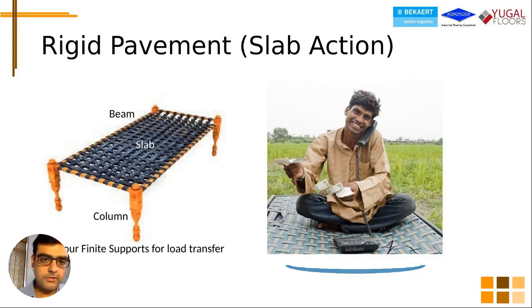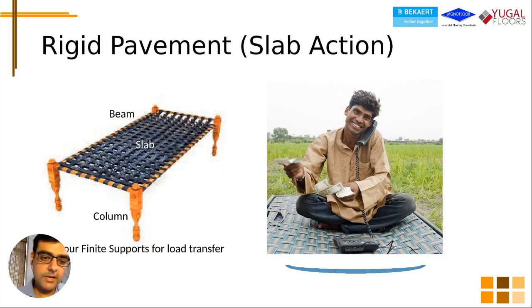All right, so this is how a rigid pavement works. This is how slab action works actually. If you notice the cot, the first picture, the blue ropes are actually the slabs, and the load on the slab or the ropes is transferred to the horizontal posts or the beams, which further goes on to the vertical columns, vertical posts, which are the columns.